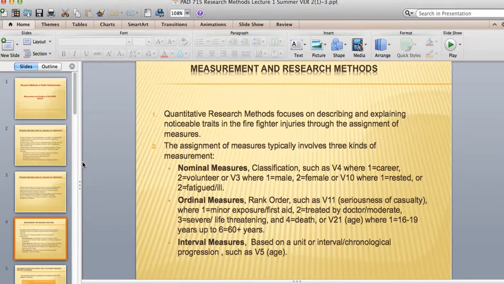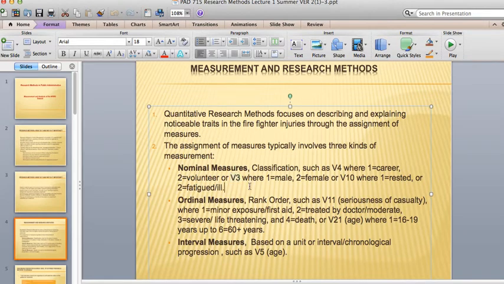We did the same thing with gender. Variable 3 focuses on the gender of the firefighter, where 1 is equal to male and 2 is equal to female. And variable 10 was the physical condition of the firefighter. I talked about that on Thursday night, where 1 is equal to rested and 2 is equal to fatigue. Again, the assignment of the numbers is strictly used for classification.